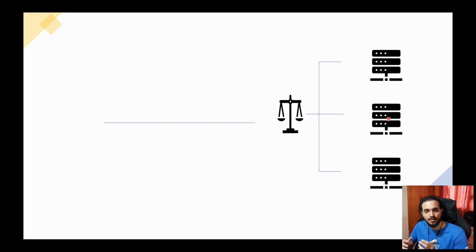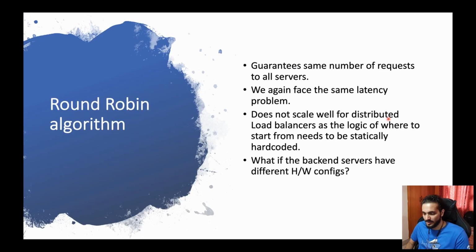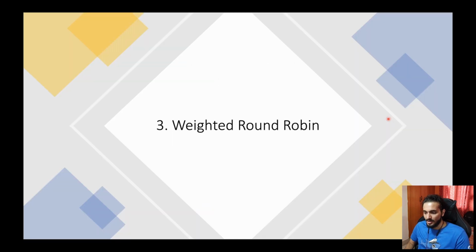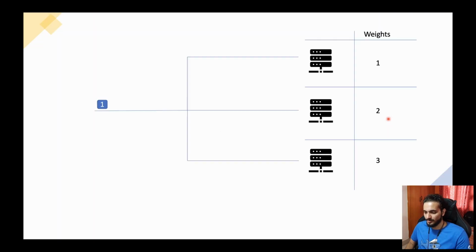So we should have some way to tell the load balancer to start sending more requests to these servers. That is not really possible in round robin, since you cannot have that logic implemented in it. It's just going to go in a cyclic order. So the next thing you're going to look at is called weighted round robin. How does this work?